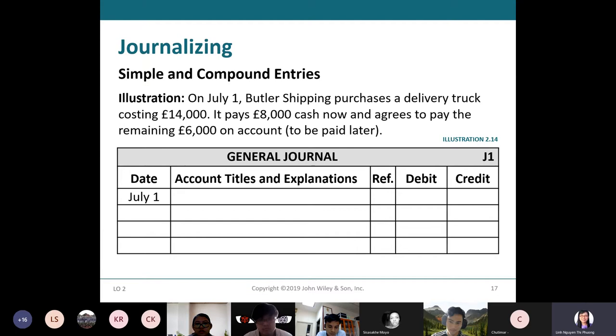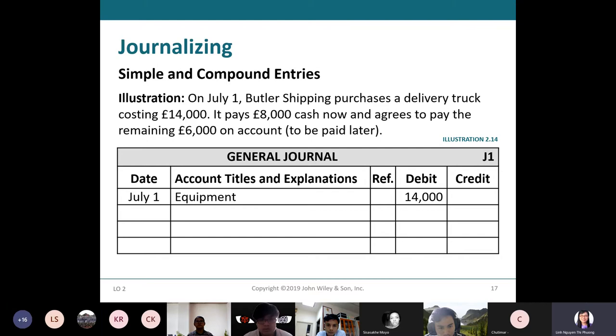8,000 credit. Okay, we can use equipment for the delivery truck. So we debit equipment 14,000. If the company has an account called automobile, you can also debit automobile for 14,000, okay? So we debit equipment 14,000, all right? Because our assets increase, equipment increases. We have the delivery truck, okay?